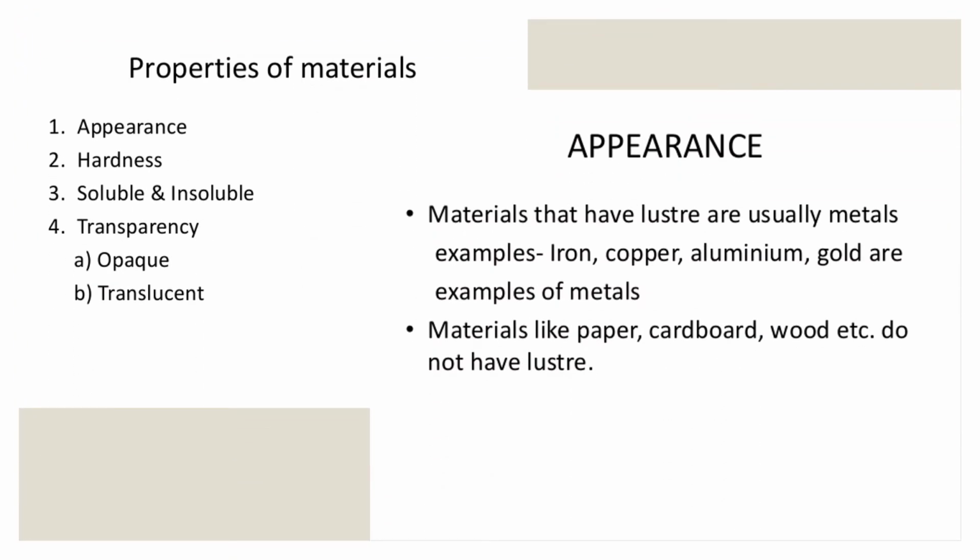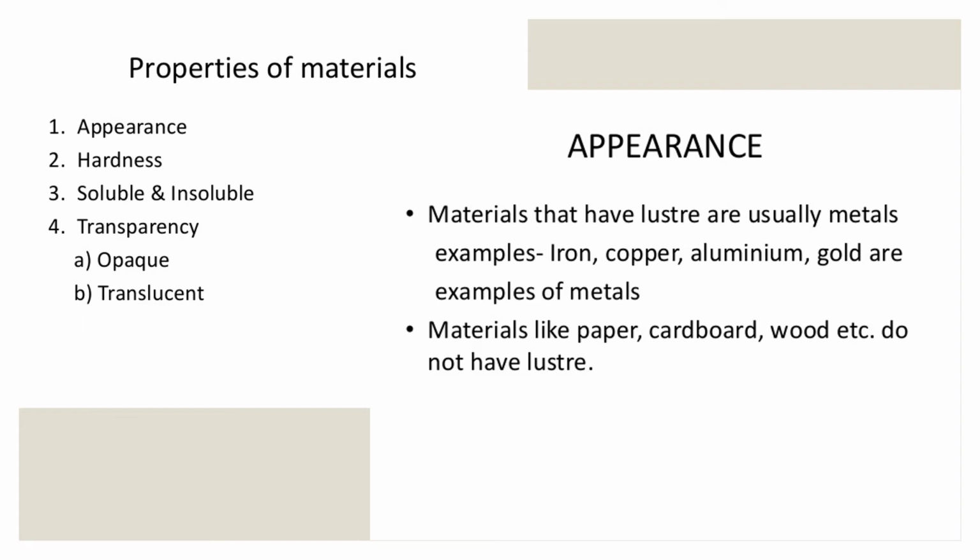So in these properties we have discussed transparency, right? Now we'll discuss appearance. Appearance means how the matter or material looks. Materials that have luster are usually metals. Examples: iron, copper, aluminium, gold are examples of metal. If you see gold and wood, the appearance is very different. You can see the difference there. So this is appearance, how the material looks.